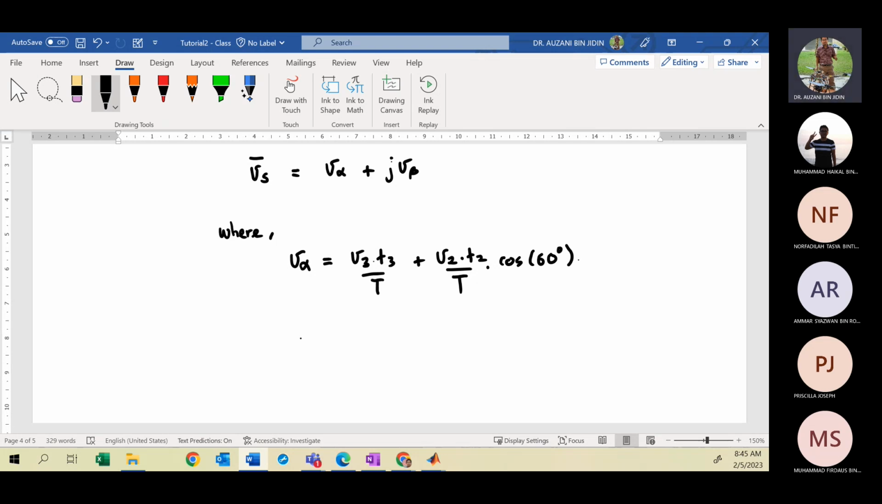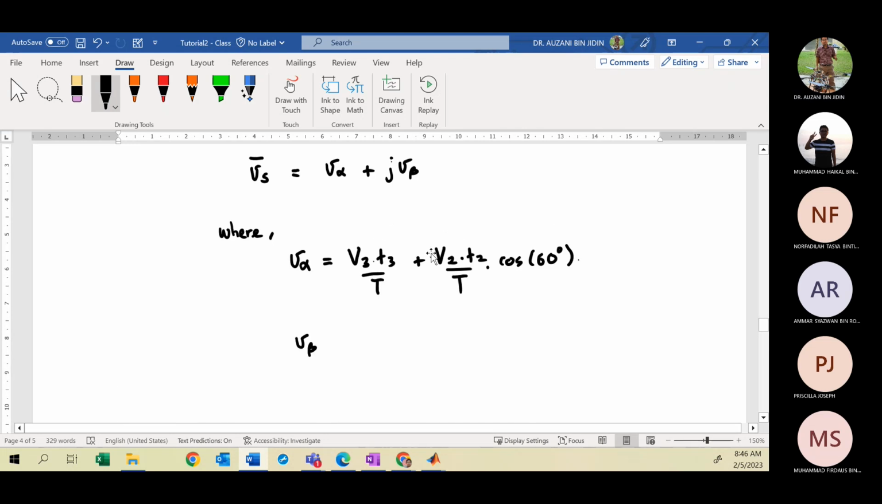Okay, since V alpha and V beta are scalar quantities, it's not the vector unit. So you need to substitute this notation here, V3. So you must write in capital letter, because V alpha and V beta are scalar quantities. So you just consider the magnitude value. Okay, clear? So then you get V3 and V2. And V beta.